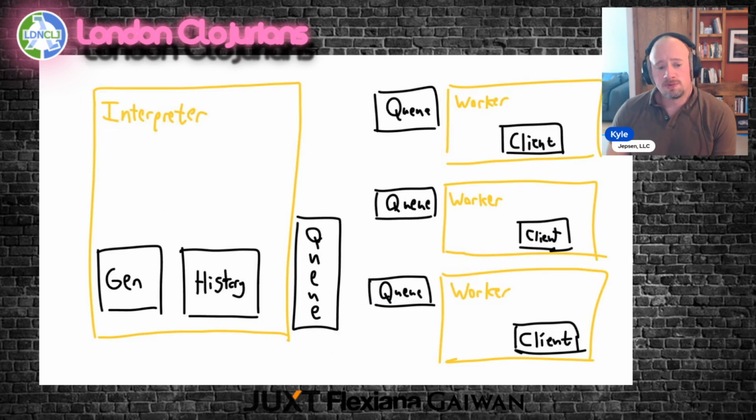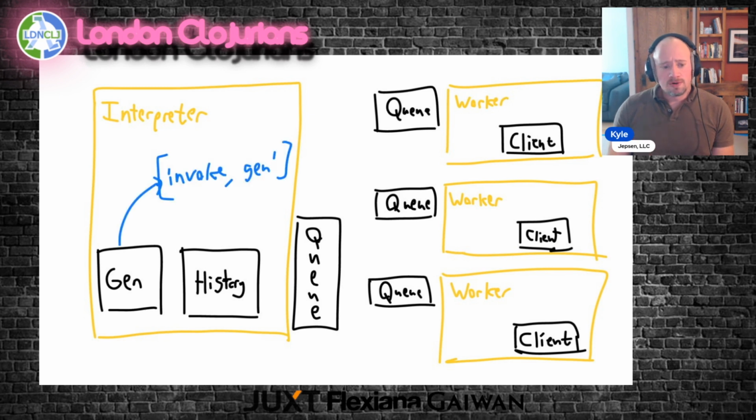So we have an interpreter that takes the generator and just keeps it as a local variable in some sort of tight loop. It also keeps track of the history. The interpreter pulls an invocation and generator pair out of the generator and says, great, I'm going to log that invocation. I'll take the generator and update it with the new generator state. And then I will pass the invocation over to a worker via a single element wide queue.